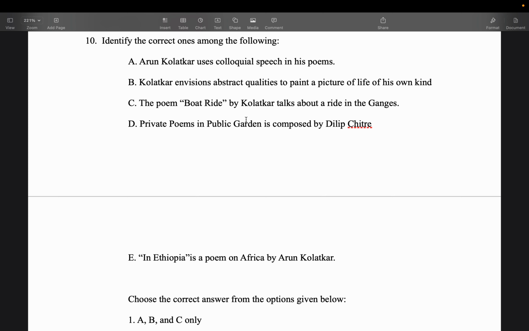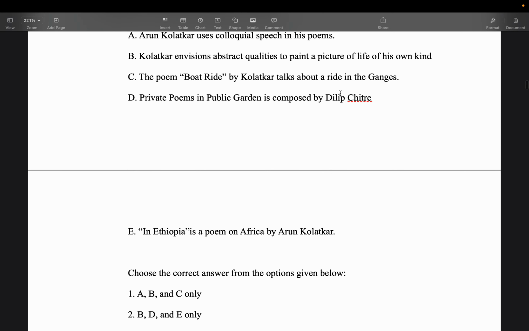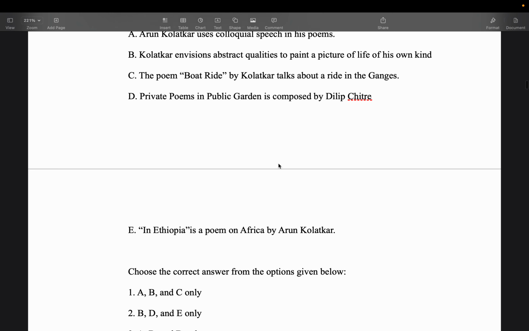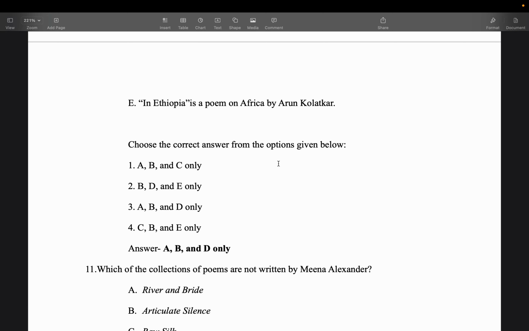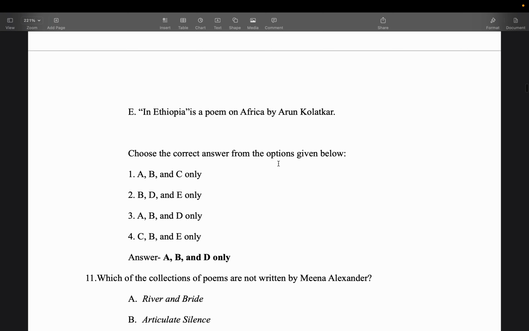The poem Boat Ride by Arun Kolatkar talks about a ride in the Ganges. In Boat Ride by Arun Kolatkar, actually he is talking about the Gateway of India. Private Poems in Public Garden is composed by Dilip Chitre. In Ethiopia is a poem on Africa by Arun Kolatkar. Listen to me guys, you should know the titles of these poems.